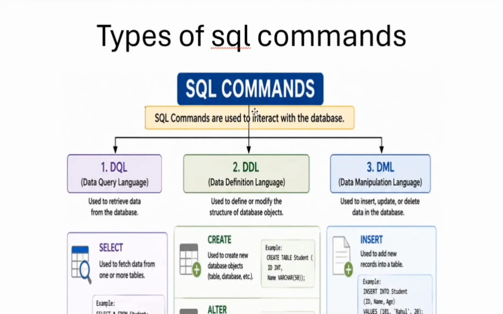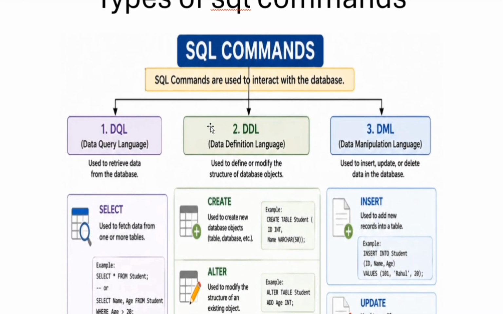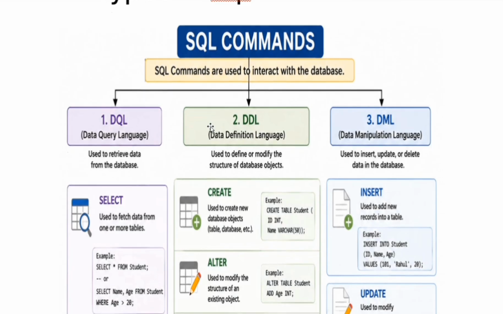Types of SQL commands. Here we have three types of SQL commands to interact with the database. The first one is DQL, Data Query Language, the second one is DDL, Data Definition Language, and the third one is DML, Data Manipulation Language. The DQL is used to display the required data from the database by using the select statement. The DDL is used to define the structure of the database. DML is used to manipulate the data in the database.